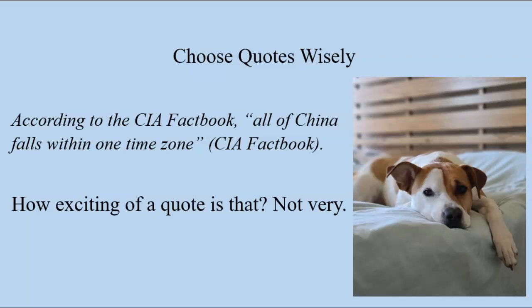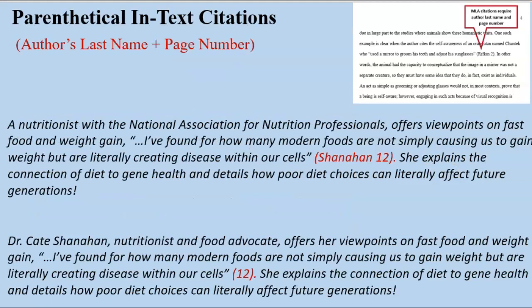Take this example. According to the CIA fact book, all of China falls within one time zone. How exciting of a quote is that? It's not. So this would be a time when you would want to paraphrase it and put it in your own words. Even if you do paraphrase it and put it in your own words, you still want to provide an in-text citation to show where you got that source material.